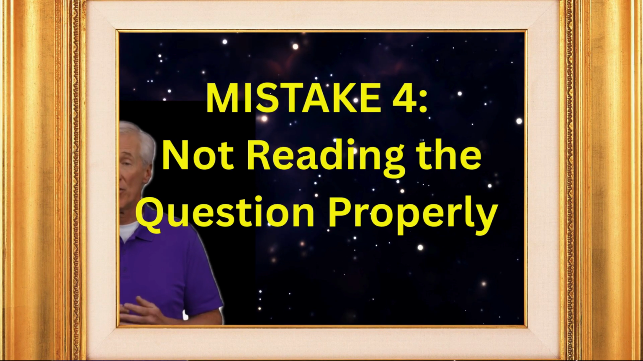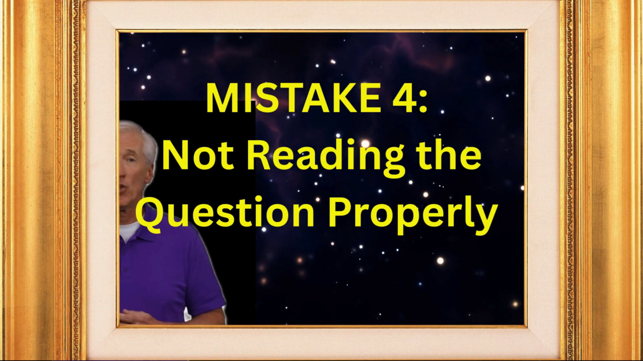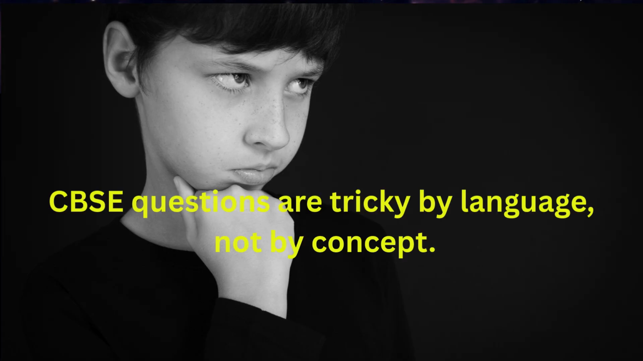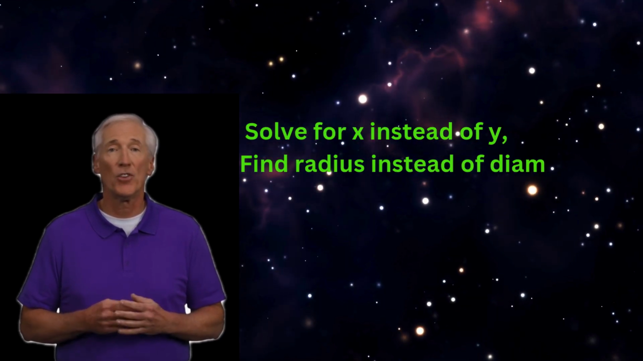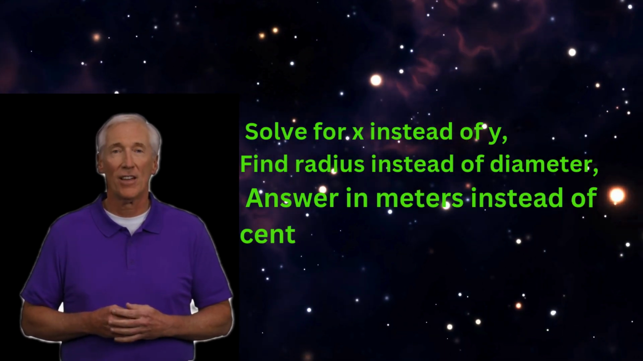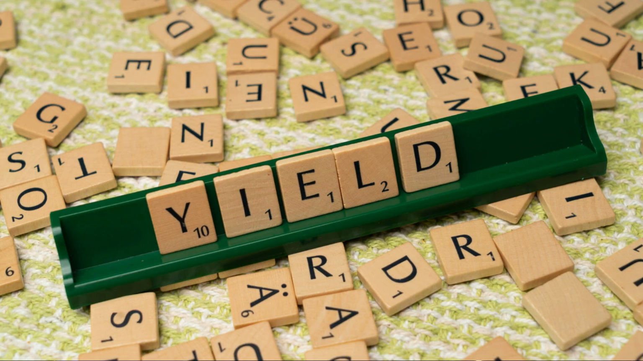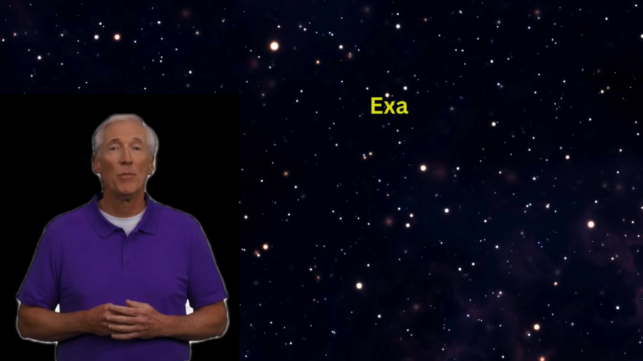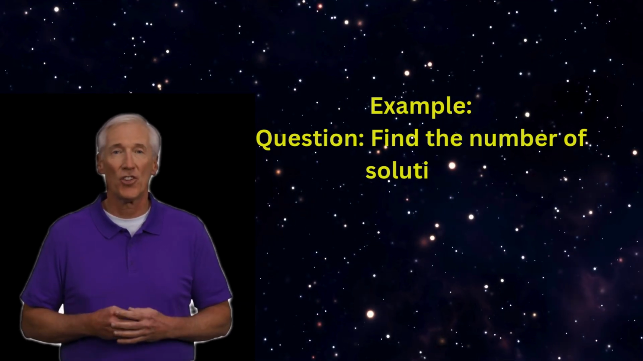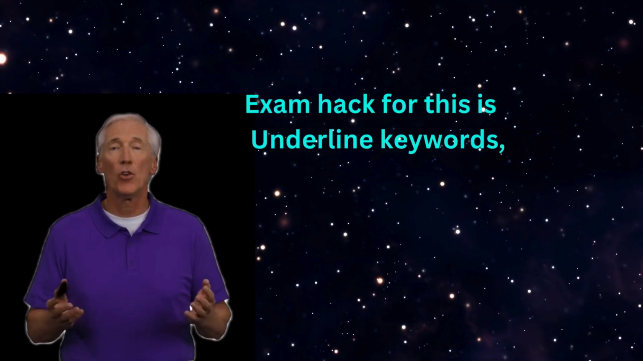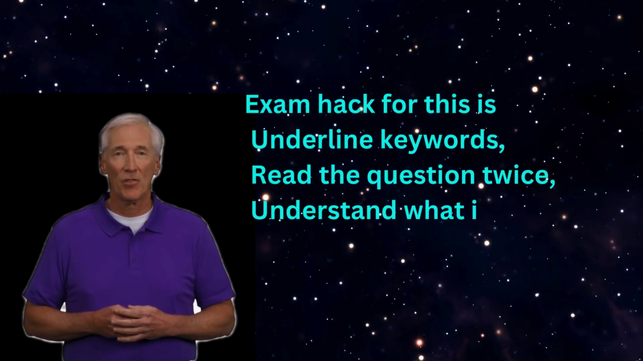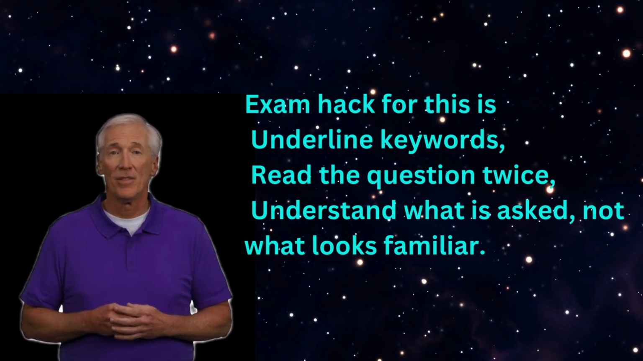Mistake 4. Not reading the question properly. CBSE questions are tricky by language, not by concept. Students lose marks because they solve for x instead of y, find radius instead of diameter, answer in meters instead of centimeters. One word can change the entire answer. Example, question: find the number of solutions. Students solve the equation instead as an answer. Exam hack for this is underline keywords. Read the question twice. Understand what is asked, not what looks familiar.